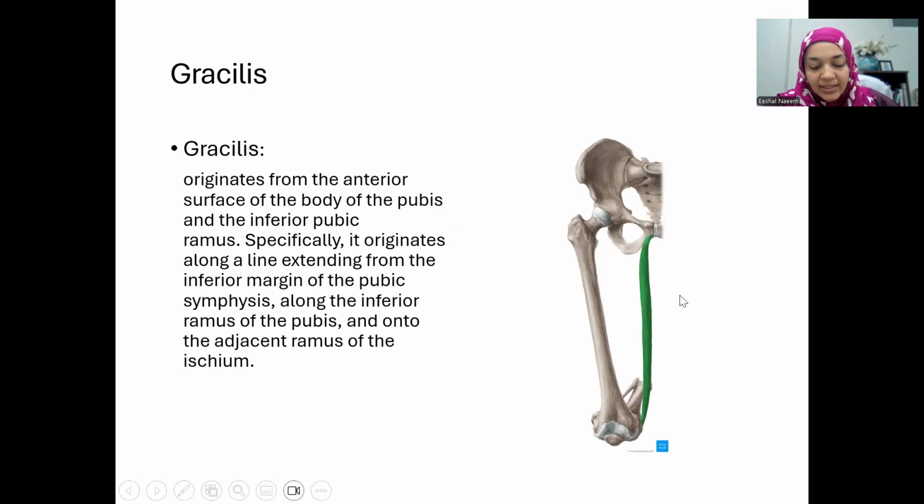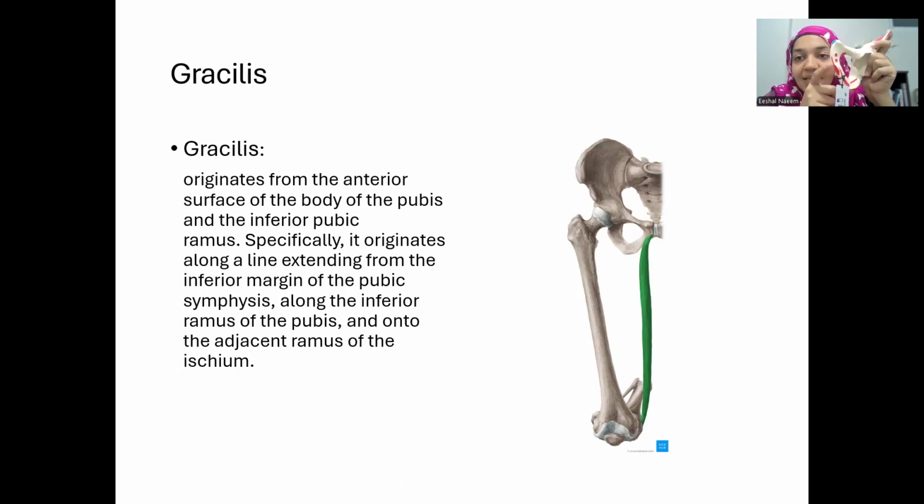It originates from the anterior surface of the body of the pubis and the inferior pubic ramus. So this is the gracilis. It originates from the anterior surface of the body of the pubis and the inferior pubic ramus. Specifically, it originates from a line extending from the inferior margin of the pubic symphysis along the inferior ramus of the pubis and onto the adjacent ramus of the ischium.